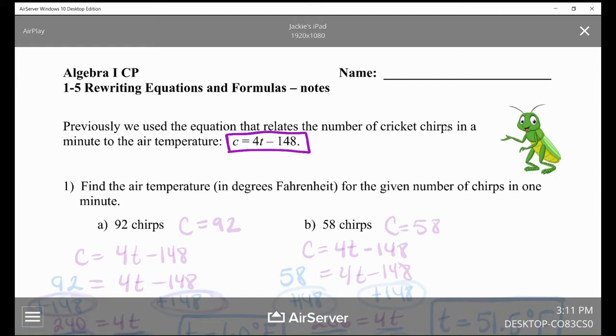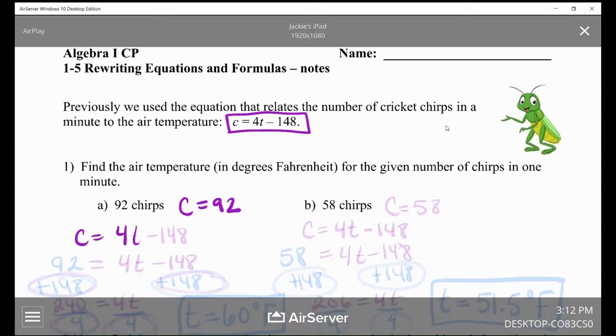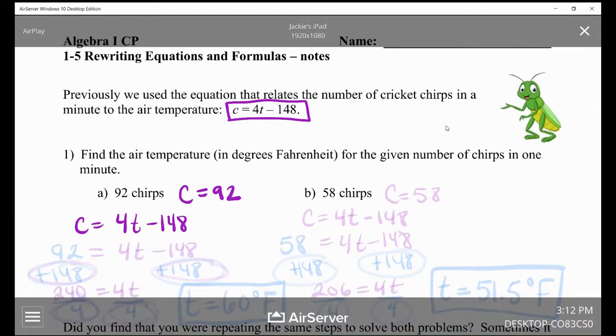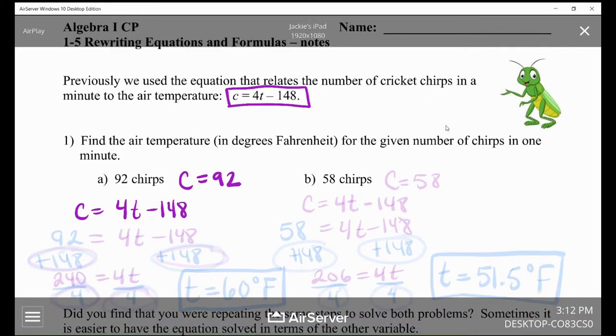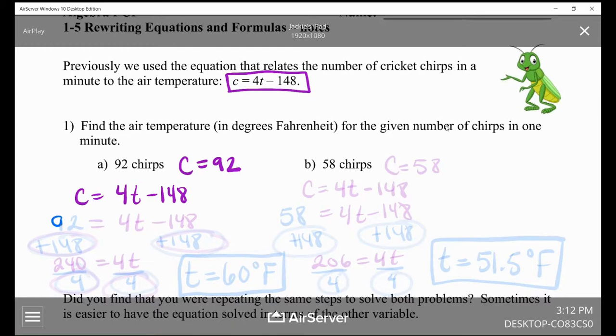So first, let's find the air temperature in degrees Fahrenheit for the given number of chirps in 1 minute. For A, let's say there are 92 chirps in 1 minute. So that means that C equals 92. We're going to substitute the value of C equals 92 into this formula and determine the temperature.